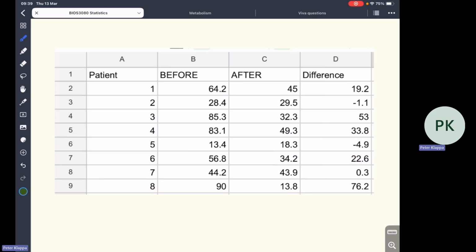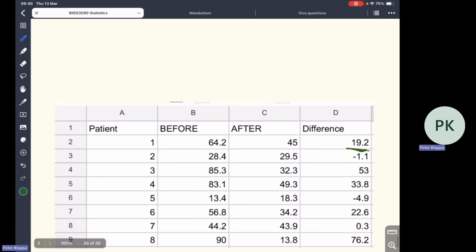So what we have here is basically a list with the patient number. So patient 1, before the drug had 64.2 micrometer, after the drug had 45 micrometer. So the tumor obviously caused a difference here of 19.2 micrometer. That is due to drug. Now, what we have here is undoubtedly 2 samples. We will perform a two-tailed test.